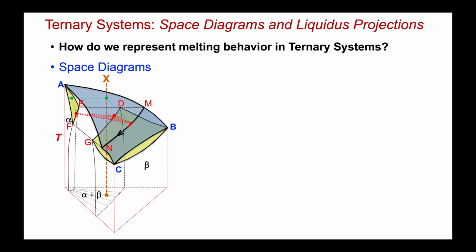First of all, there are space diagrams. These are three-dimensional constructs where still our composition is represented on the basal triangle, but now we've added the temperature component in this direction, and our diagram to represent the phase behavior at first looks very intimidating, but hopefully in the first part of this video we can make them somewhat understandable.